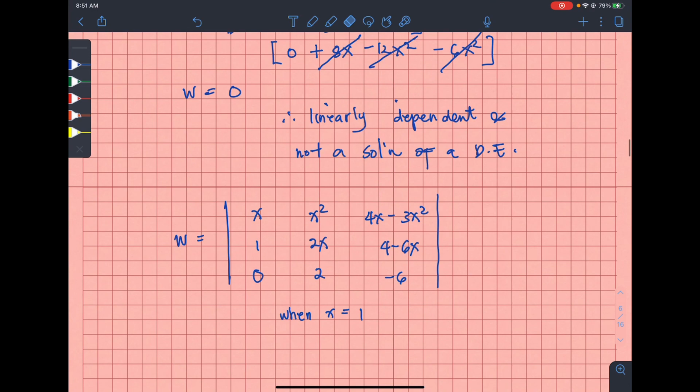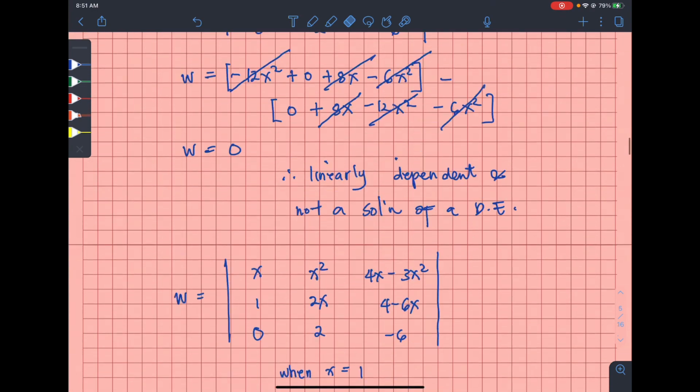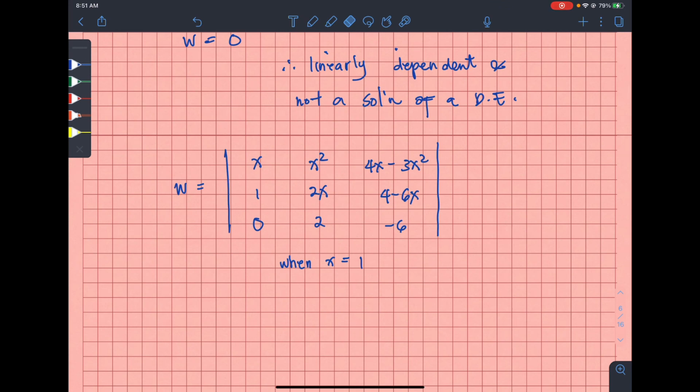Say this is the same. Alternative method: x squared, 4x minus 3x squared. First derivative, then second derivative. And then from here, so that it will be easier, what we will be doing is we're going to substitute.